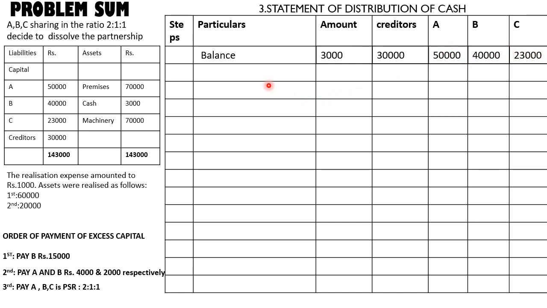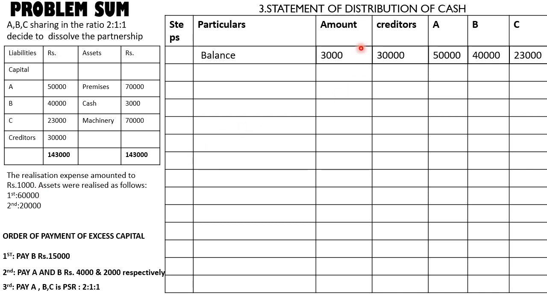Now according to the definition, as and when you have money available with you, we'll have to start paying out one by one the liability as per the order of payment. But before that, we'll just go through the adjustment. Adjustment had stated that the realization expenses amounted to rupees 1,000. Always remember, the very first expense that you need to pay off is your realization expense. Thereafter start with the order of payment of liabilities. So first we have to clear out 1,000 of realization expense.